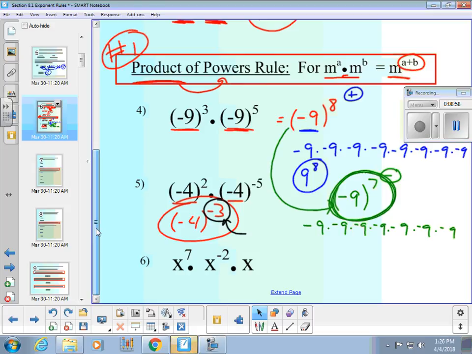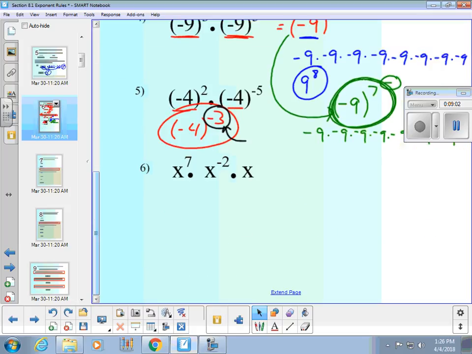But right now we can leave that answer as negative 4 to the negative 3rd, and I'm not even going to worry about the even or odd thing for the base because it's a negative number and we'll have to talk about that. So for now, that's good for that answer.